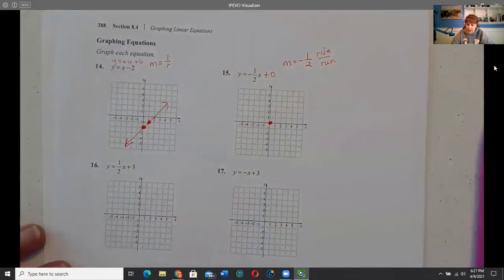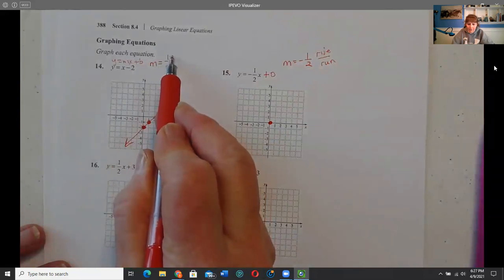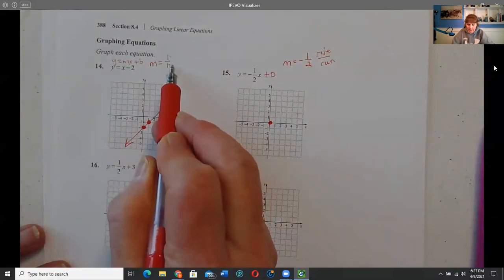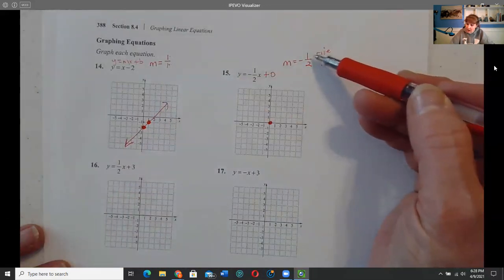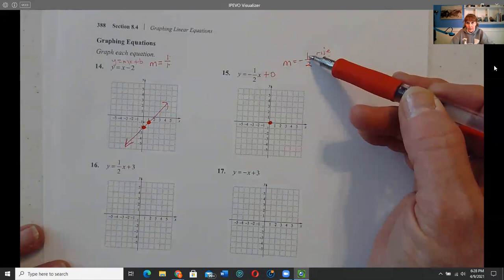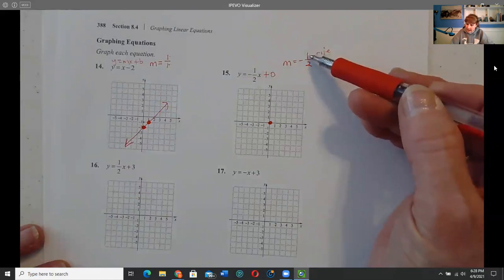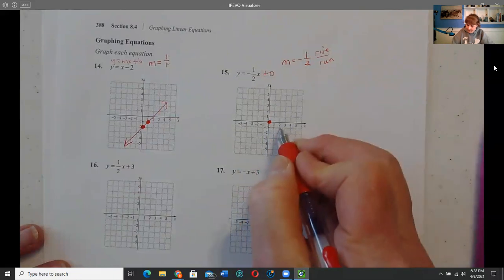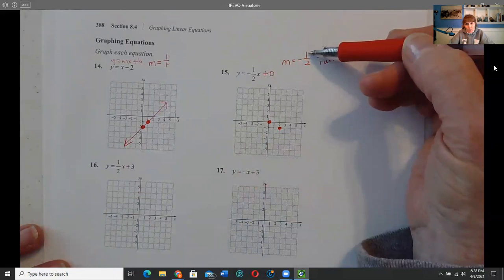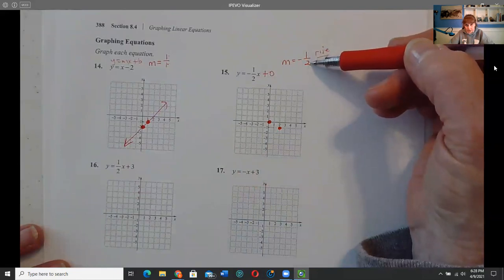The slope is a ratio. That's why I wrote it here, so I know how far up and how far to the right to go, rise over run. Because it's negative, rather than going up 1, I'm going to go down 1. So I'm going to go down 1 and to the right 2. I'm still going to the right. So you either go down 1 and to the right 2.